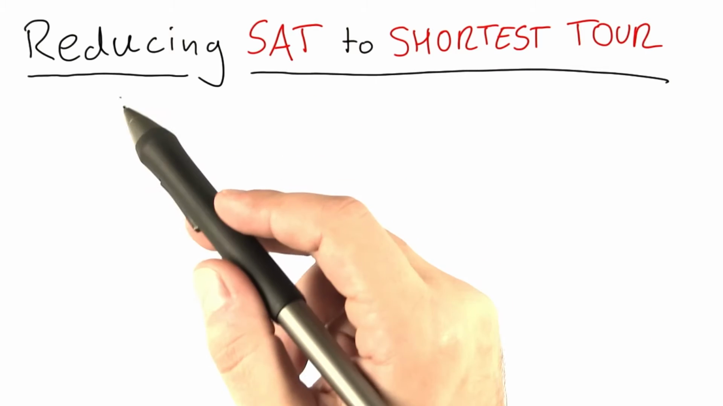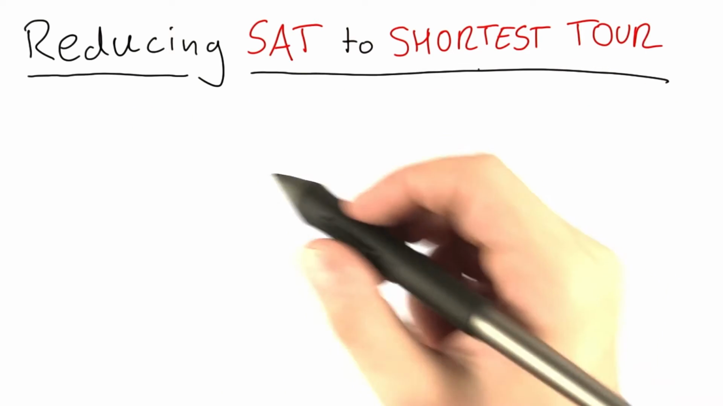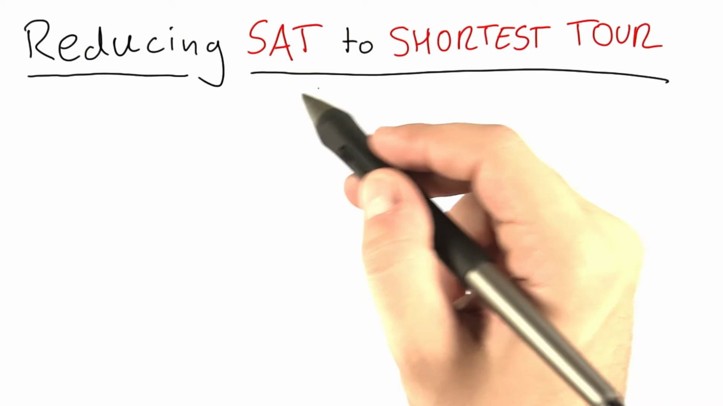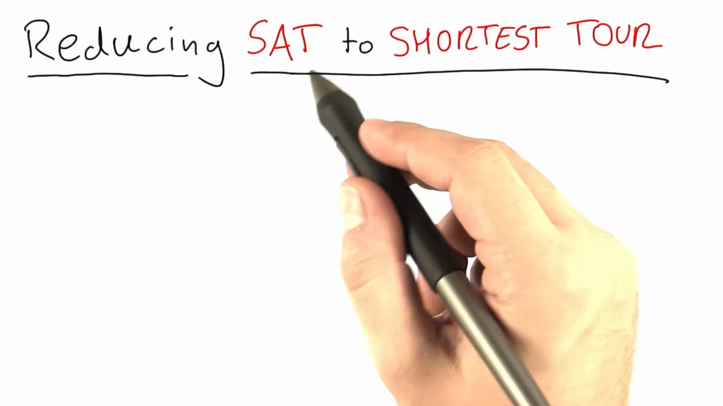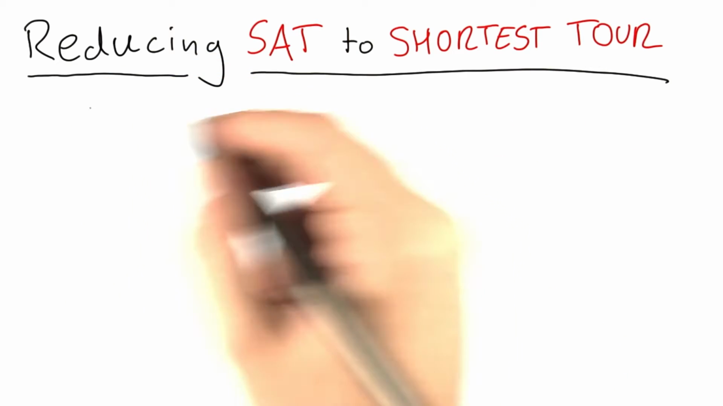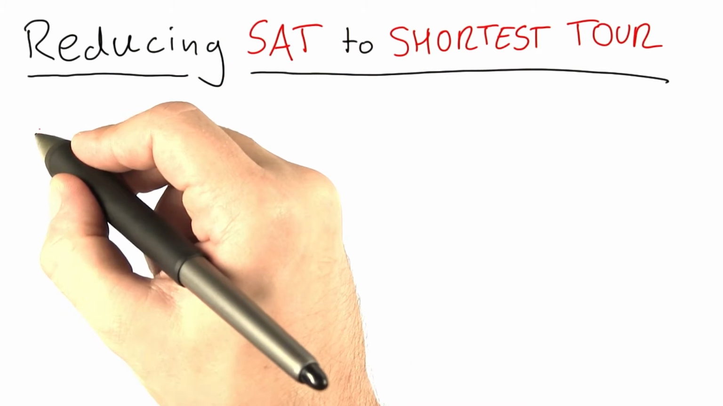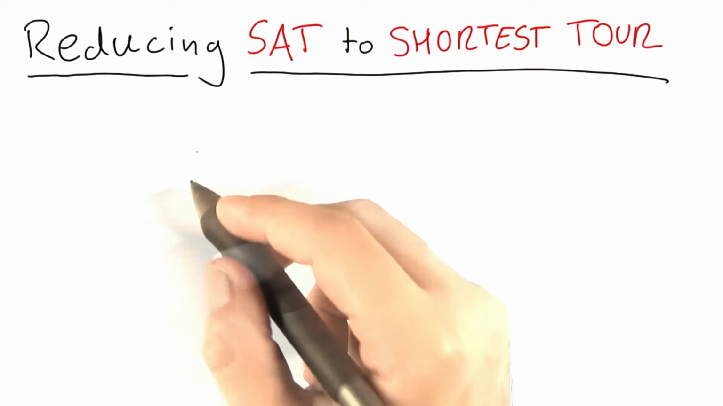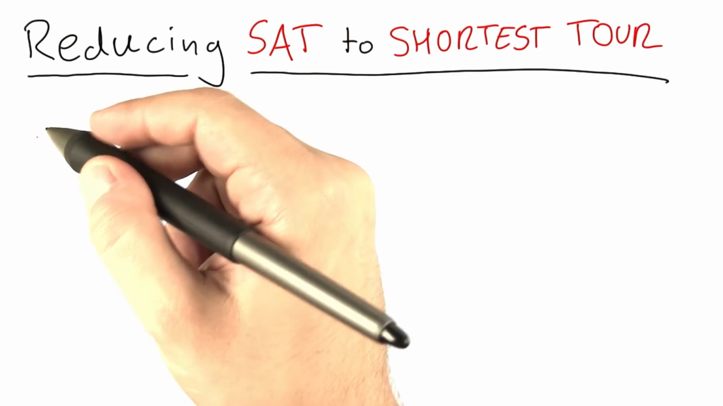So how would we go about reducing SAT to shortest tour? Or how do you generally go about showing NP completeness when the two problems that you have are not related to each other? So let's briefly restate what the SAT problem and the shortest tour problem are, and then let's try to relate the two to each other.